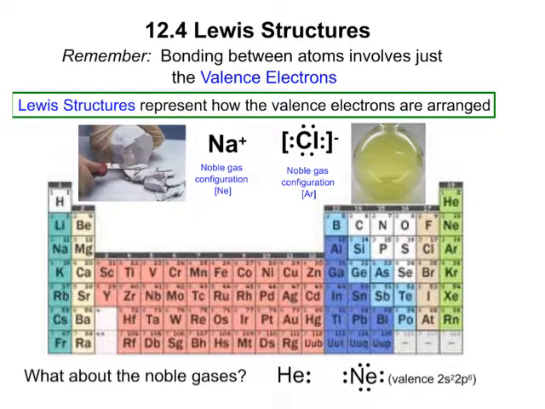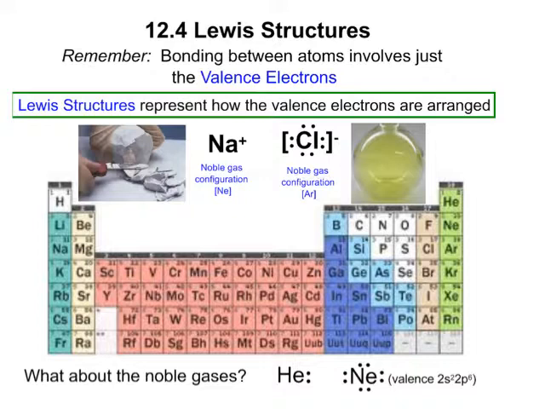Hello, chemistry students. Today, as you can tell from the title, we're going to talk about Lewis structures. Lewis structures are simply a way to represent how the valence electrons are arranged. Just a reminder: the bonding between atoms involves only the valence electrons. You all know that valence electrons are those located in the outermost energy level of the atom.